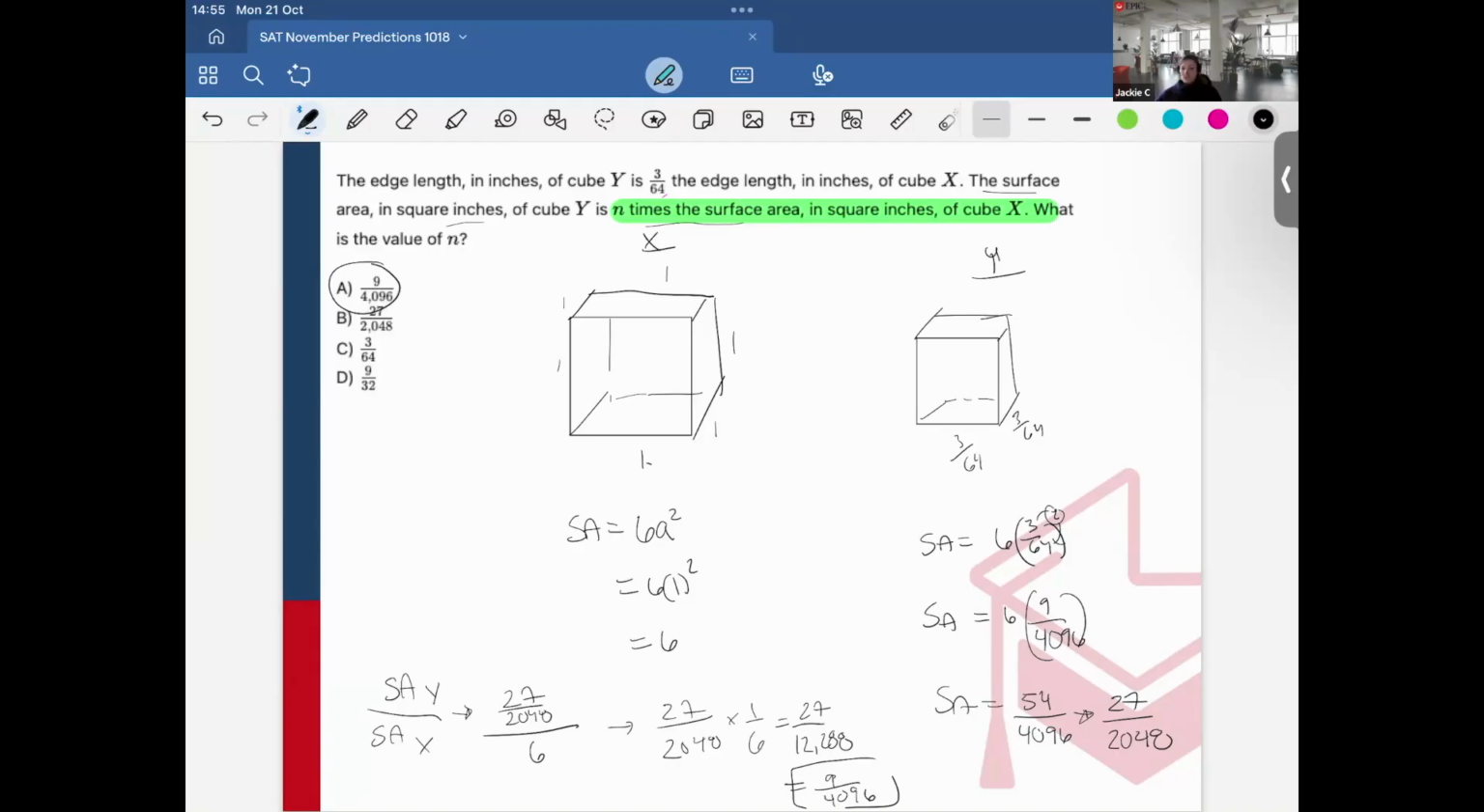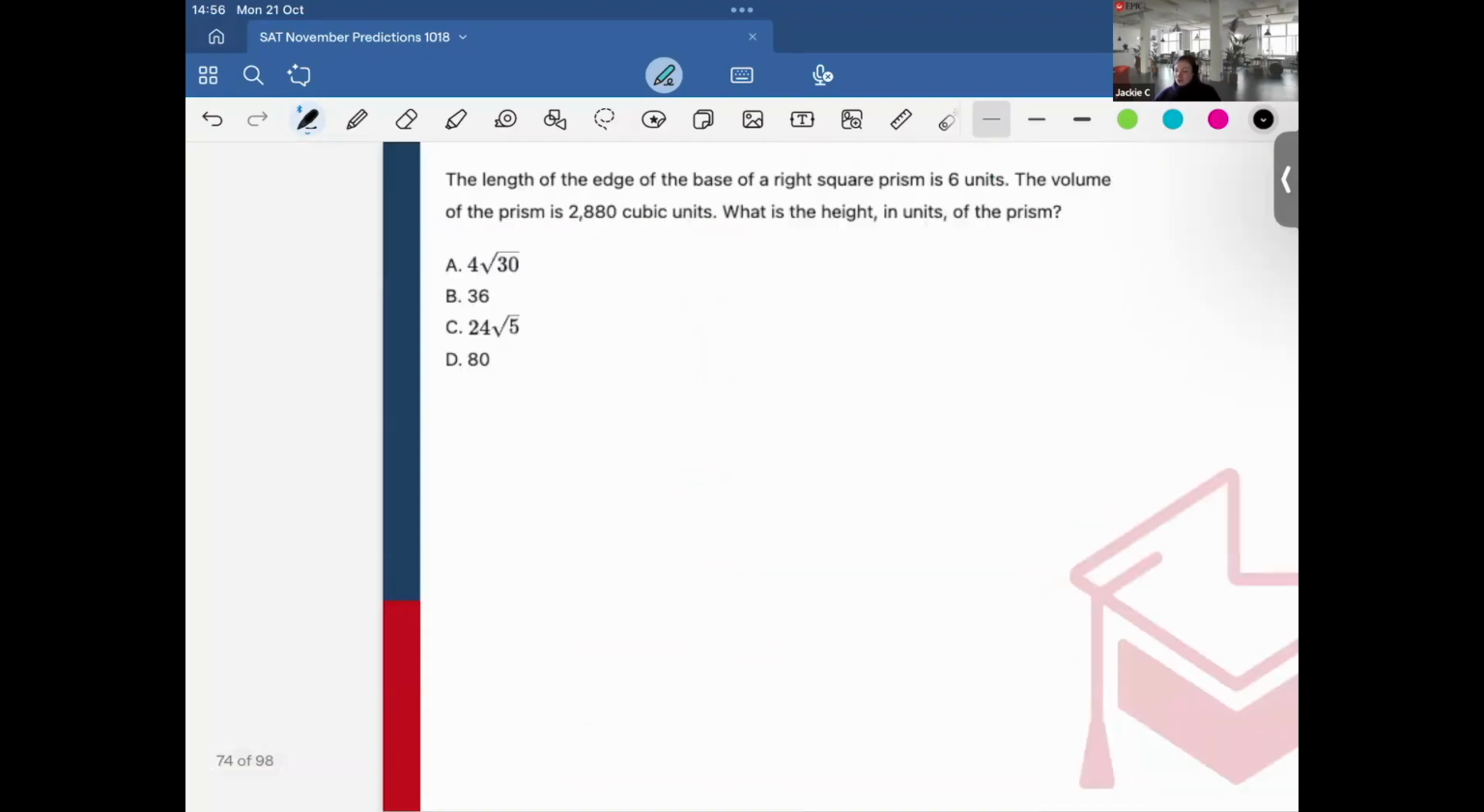And that makes sense because I can see that cube y's surface area is 9 over 4,096 times smaller than cube x's, which makes sense because its edge length was much smaller. Okay, amazing. Continuing our journey.